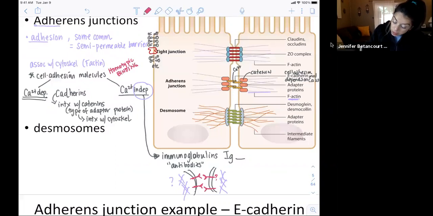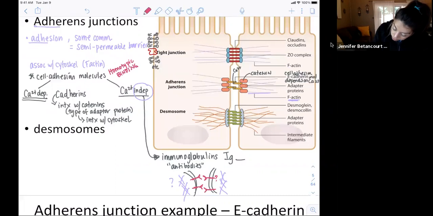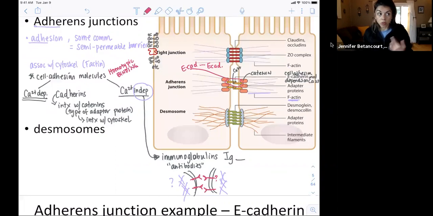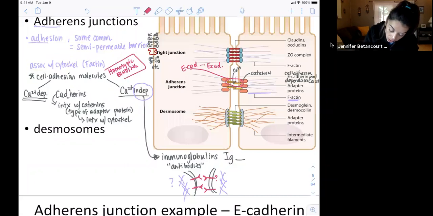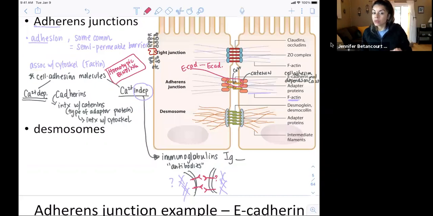Okay, and here's your example right here where you have E-cadherin on one side interacting with E-cadherin on the other side. They're both E-cadherins. There's A-cadherin, there's N-cadherins. Those are not going to be usually made on intestinal cell surfaces. So most times cells exhibit homotypic binding of their cell adhesion molecules. In certain special cases, different types of cell adhesion molecules are required to bind.